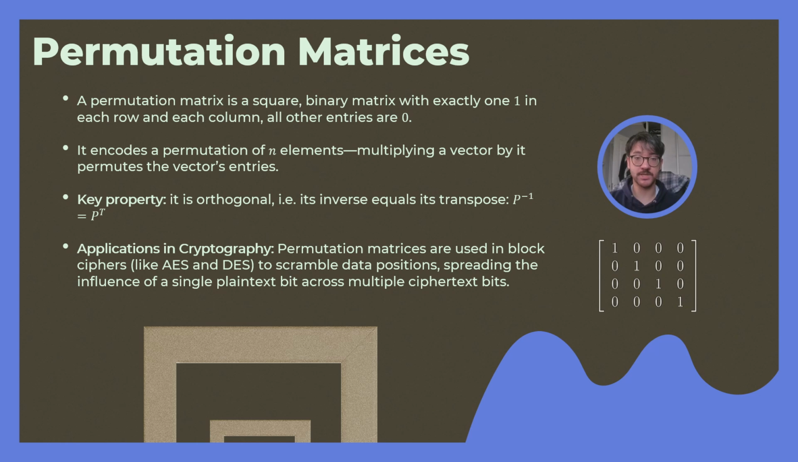A key property of a permutation matrix P is that its inverse is equal to its transpose. That's P to the minus 1 is equal to P transposed. This categorizes it as an orthogonal matrix.